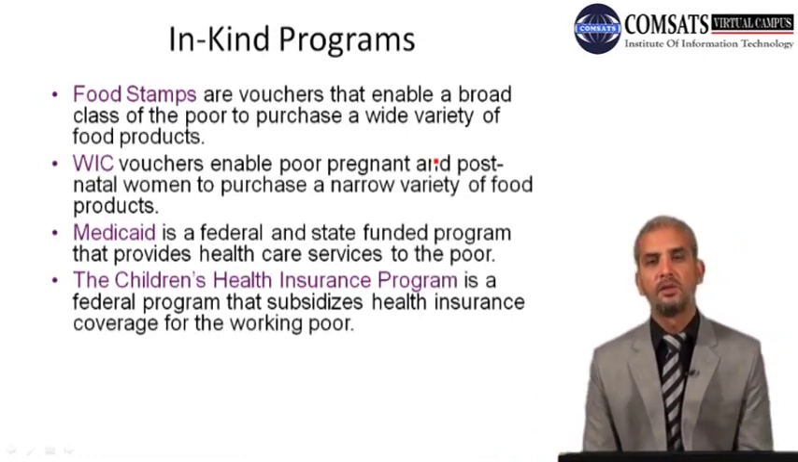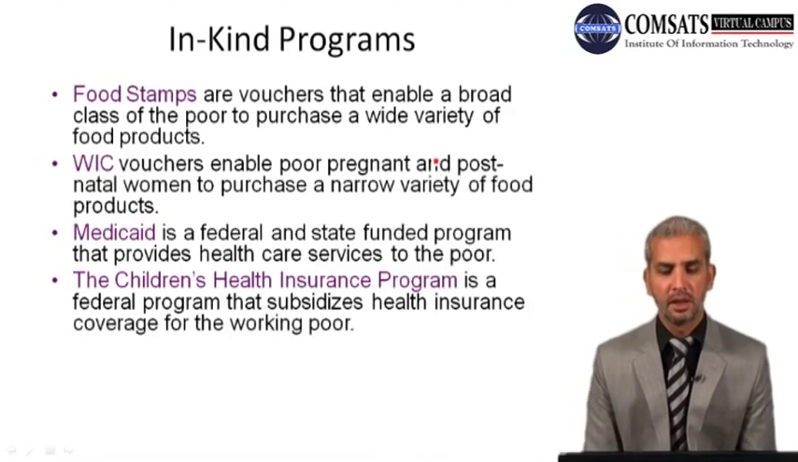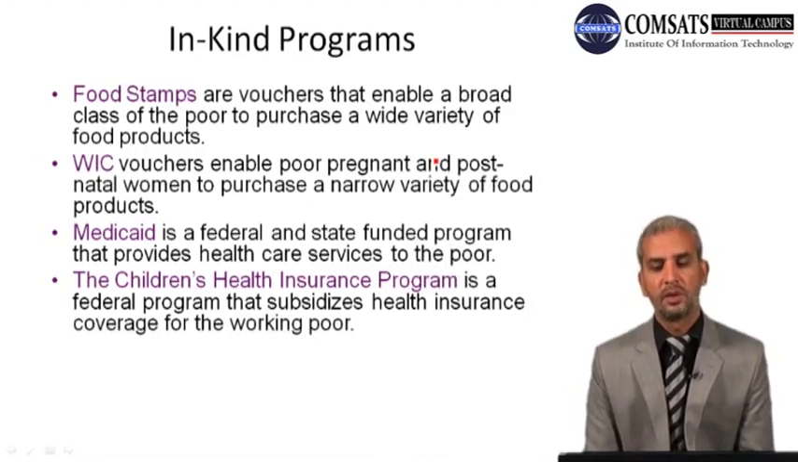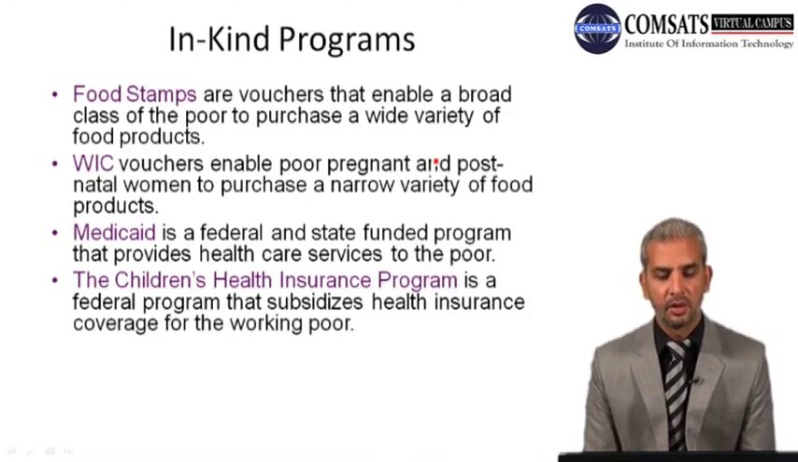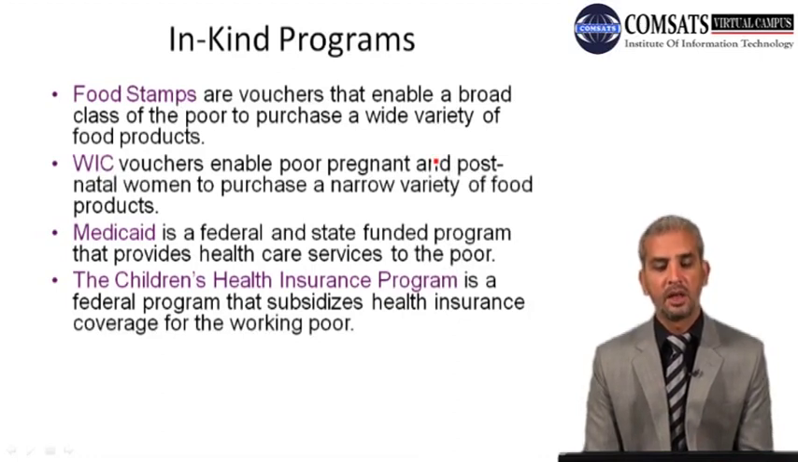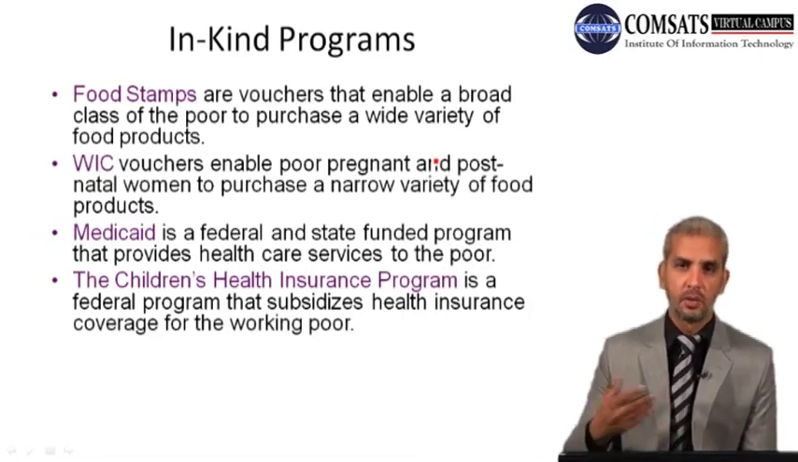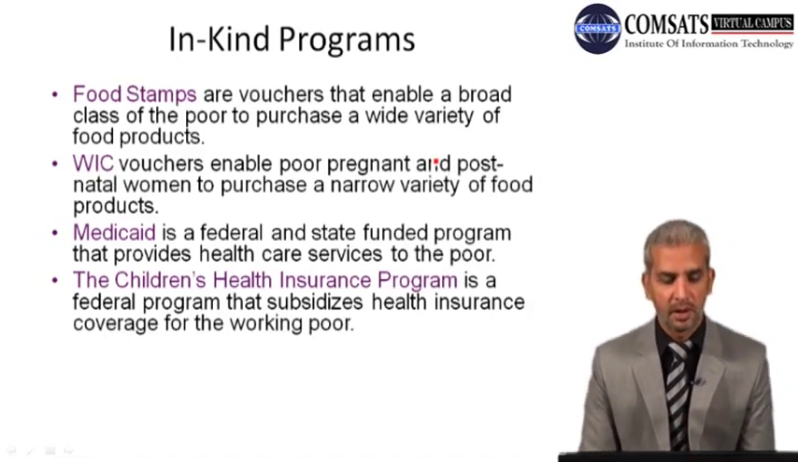Then the in-kind programs are food stamps, which are vouchers that enable a broad class of poor to purchase a wide variety of food products. Then there are WIC vouchers, which enable poor pregnant and postnatal women to purchase a narrow variety of food products, which is to support poor pregnant women basically.